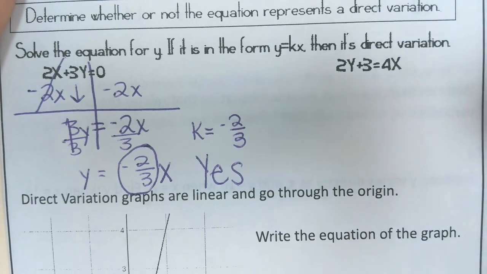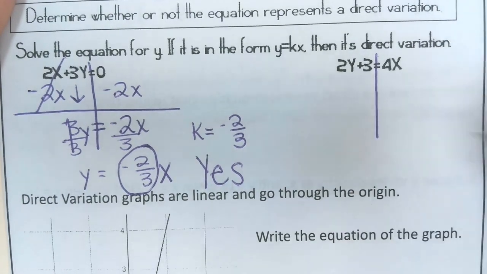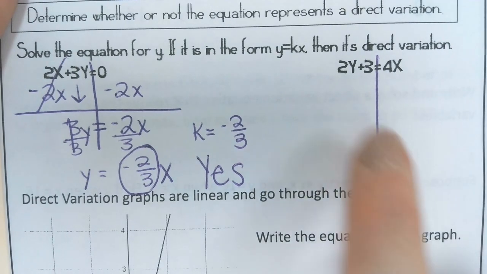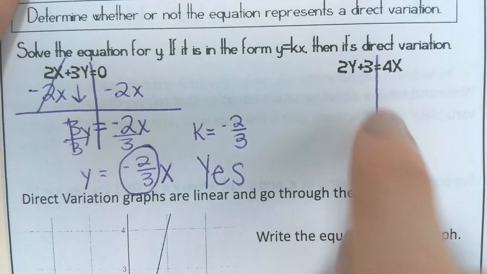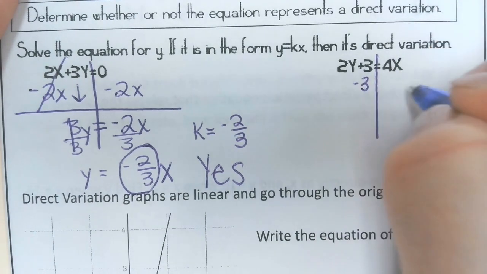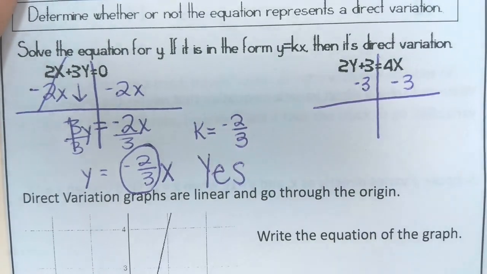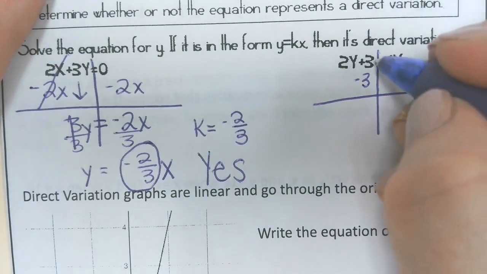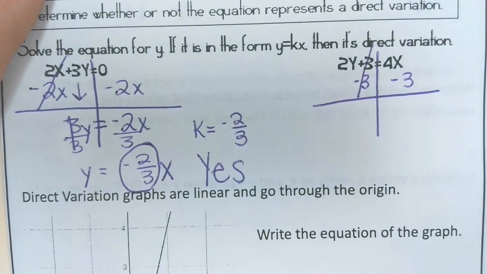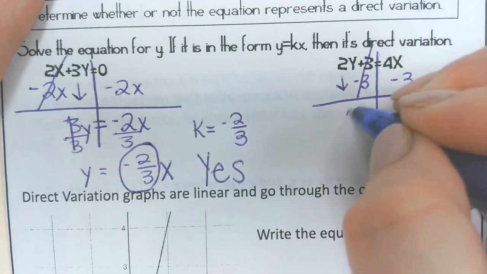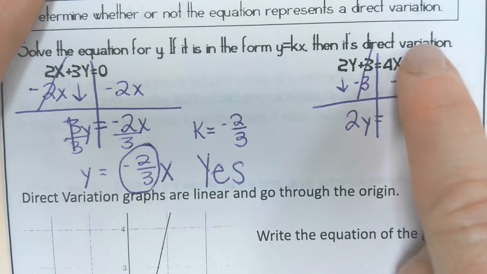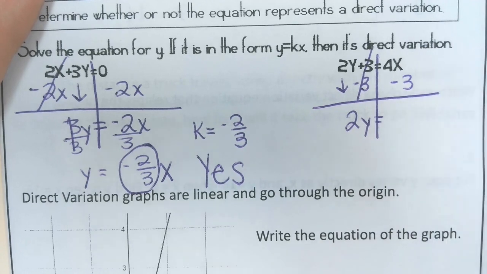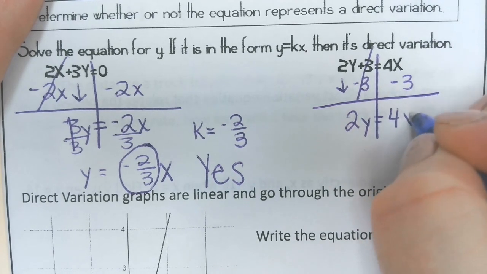The next one, this needs to be solved for y also. So we see a 2y, we see plus 3. We've got to move that plus 3 to the other side. So we're going to minus 3. Carry down the 2y. We cannot combine these. One's an x and one's a constant. So you just rewrite them right next to each other. 4x minus 3.